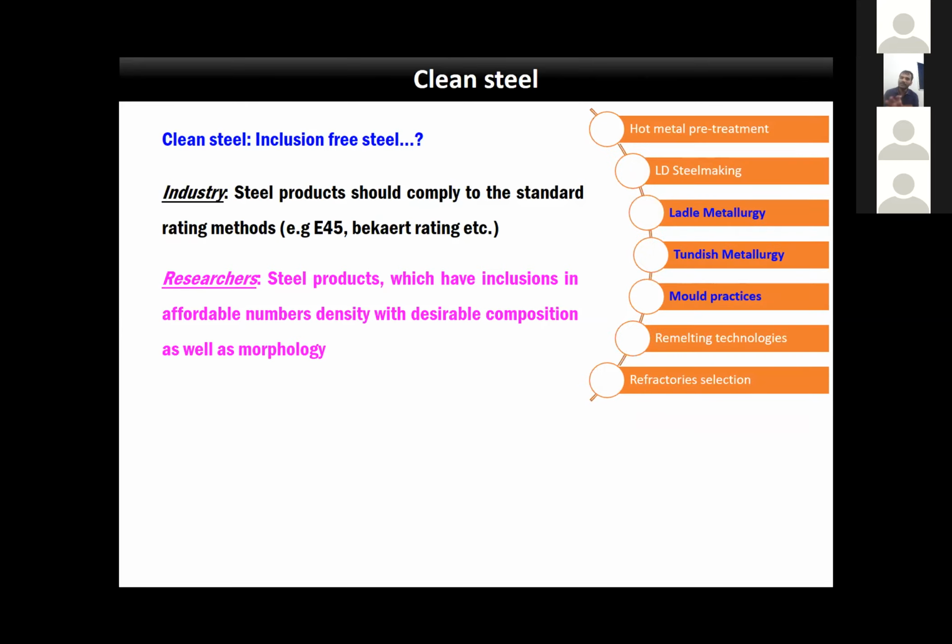So mainly this cleanliness control can be done in the ladle metallurgy, tundish metallurgy, and in the mold practices. These are all the intermediate steps that are carried out after crude steel production and before casting. So this is a stage where you are getting some time to control your steel cleanliness.